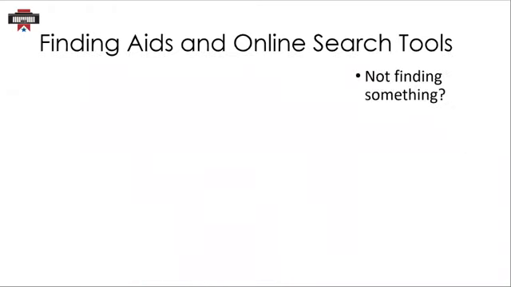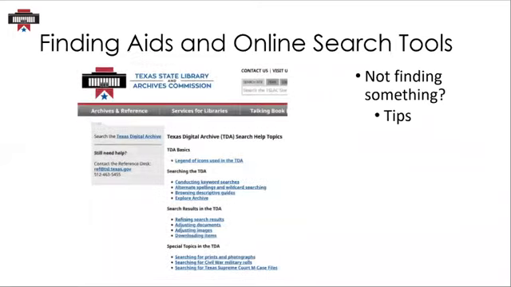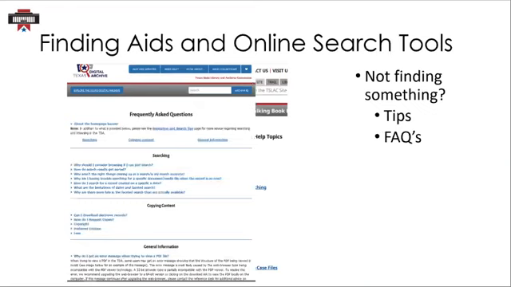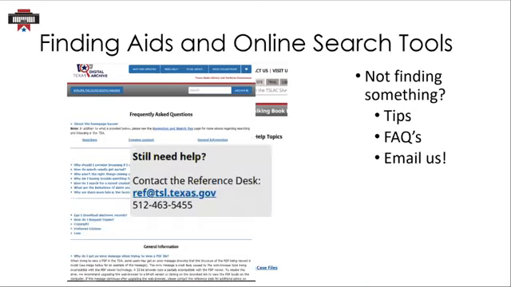If you're having trouble finding something on our website or through one of our online search tools, look for help topics and tips, like conducting keyword searches or downloading items, as well as frequently asked questions, or FAQs. Not all of our records have discovery tools online. So if you don't find what you're looking for, please email us at ref@tsl.texas.gov, and we'll be happy to assist you.